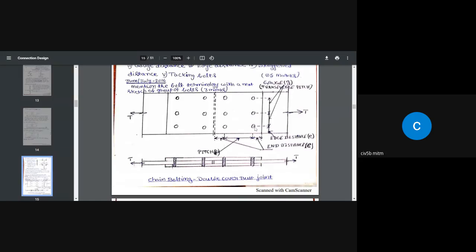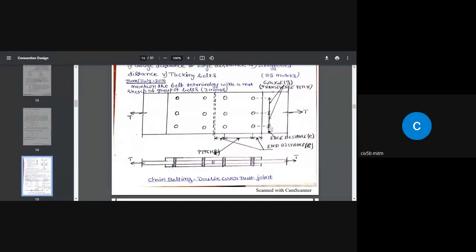Next, if you look here, this is the end distance. This is the end distance that is measured from the center of the outside line of bolt. See here, we have two lines of bolts. So this is the outside line, and this line of bolt is closest to this edge. From the center of the outside line of bolt to the outside edge, that is called the end distance, and that is represented by small e. This distance is measured in the direction of the force.